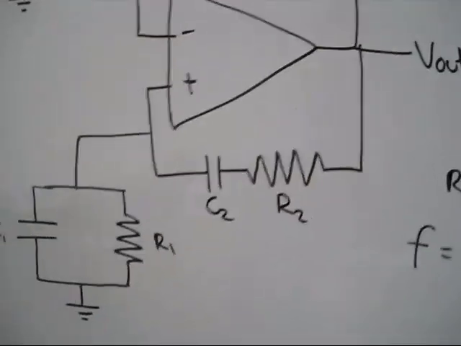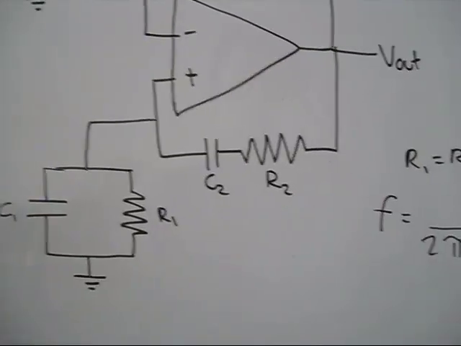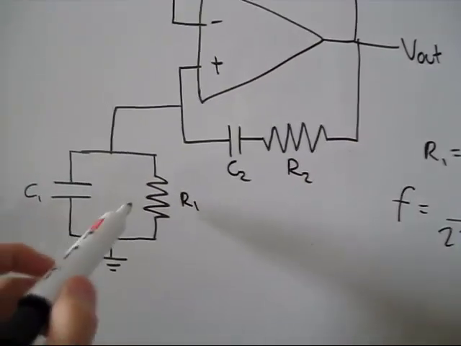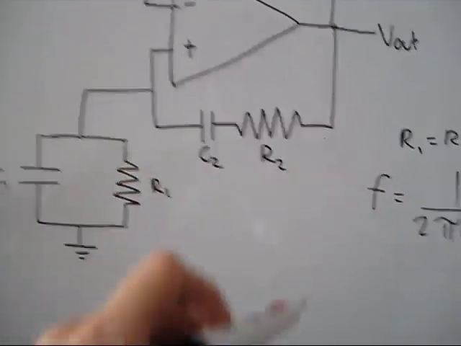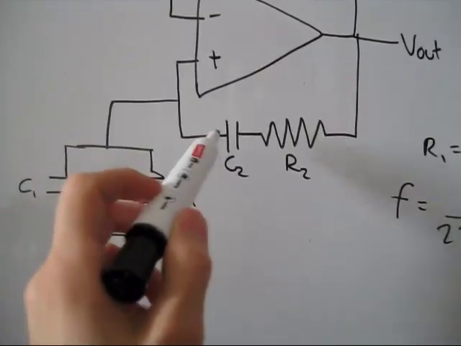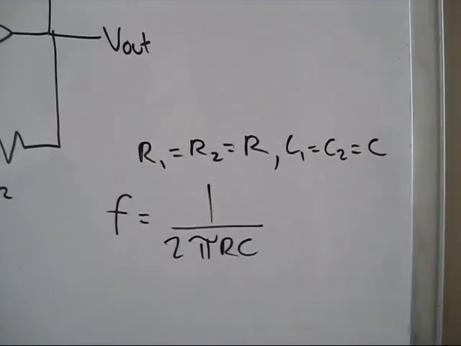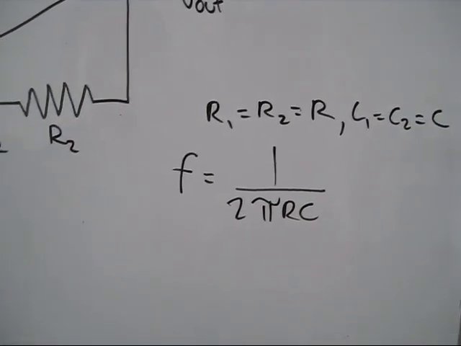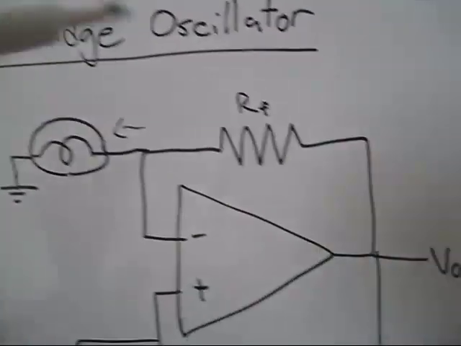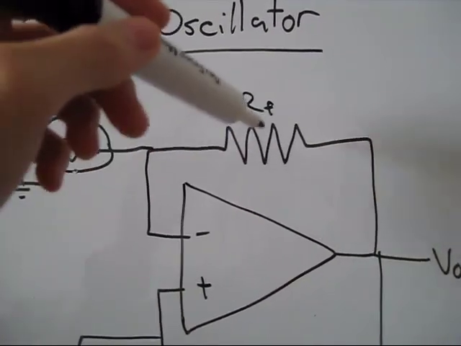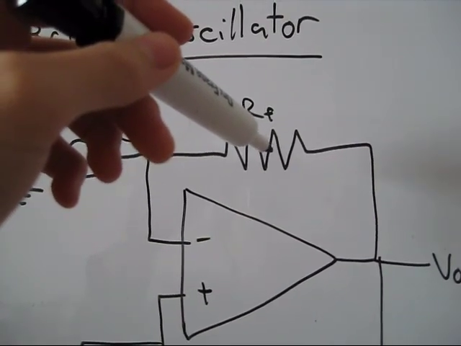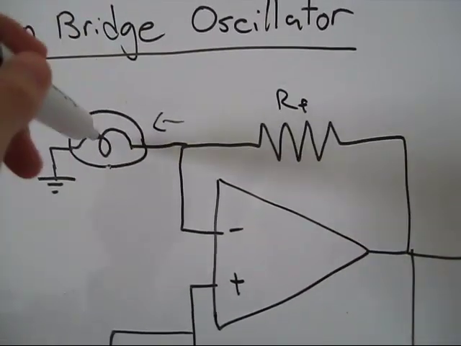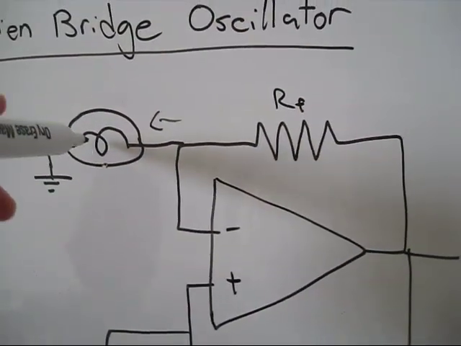Of course, for an oscillator, you have to have some positive feedback going on here. So, ta-da! And if we set R1 and R2 to be the same, and C1 and C2 to be the same, we get a nice equation for the frequency at which it's going to oscillate. Well, there you go, 1 over 2 pi RC. And ideally, this feedback resistor here is supposed to be 1/2 of this when this is fully warmed up.